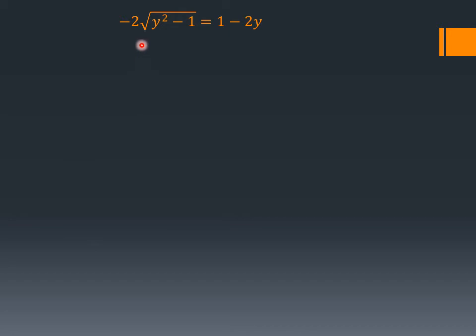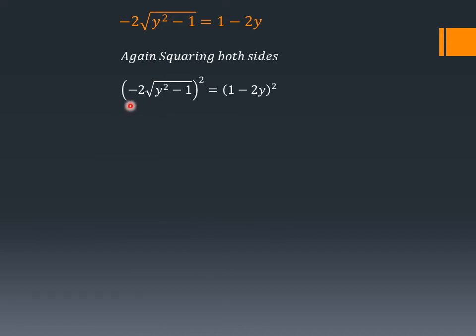This is the last step from the previous slide. Now, as we still have a radical sign here, we will take the square again, squaring both sides. We will get the square of minus 2 under root y square minus 1 and the square of 1 minus 2y. Squaring minus is always a positive sign. 2 twos are 4 and this root will get cancelled with the square, so it will be 4 times y square minus 1. On the right side, 1 minus 2y, we will apply the formula of a minus b whole square, where a is 1 and b is 2y. So 1 square minus 4y plus 4y square.